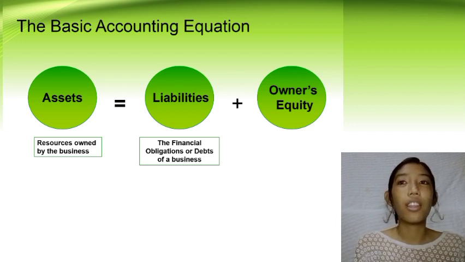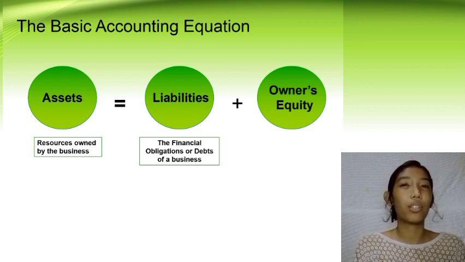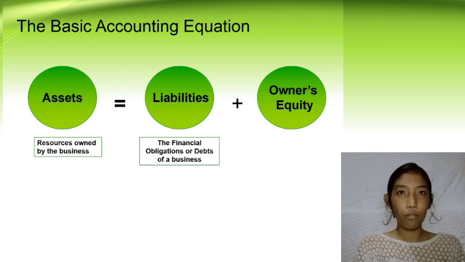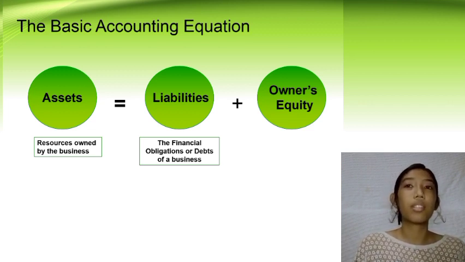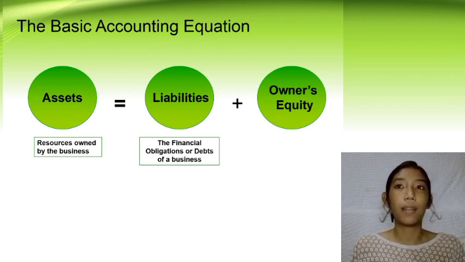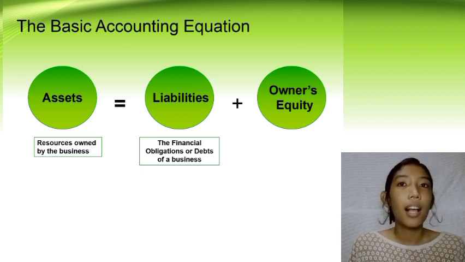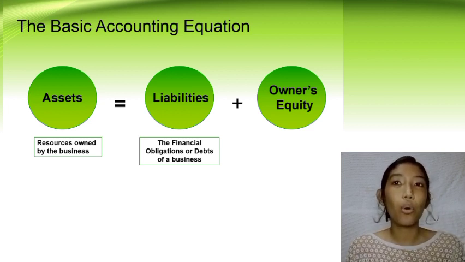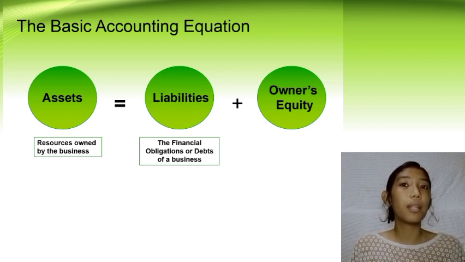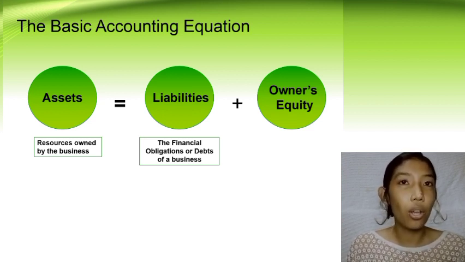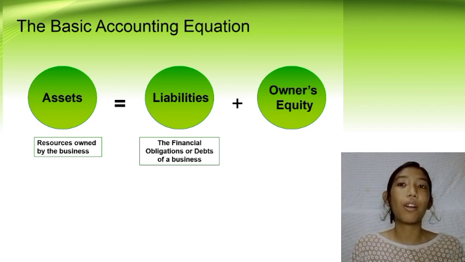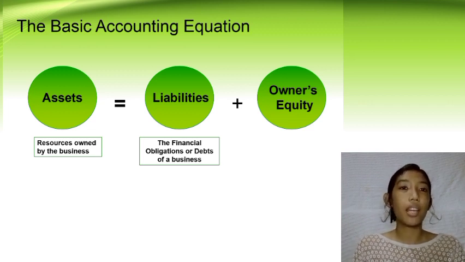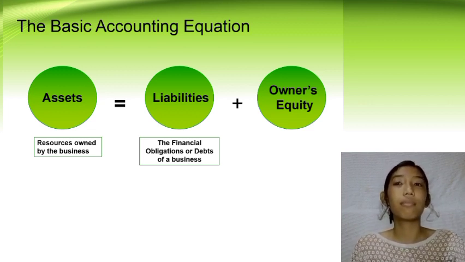We have here the three accounting elements that can be found on the balance sheet or a statement of financial position that shows the financial position of the entity. We have here the assets, liabilities, and the owner's equity. Assets are resources owned by the business, equal to liabilities, which is the financial obligation of the firm arising from past events which are to be settled in the future, plus owner's equity, which is the owner's claim on the assets of a business.